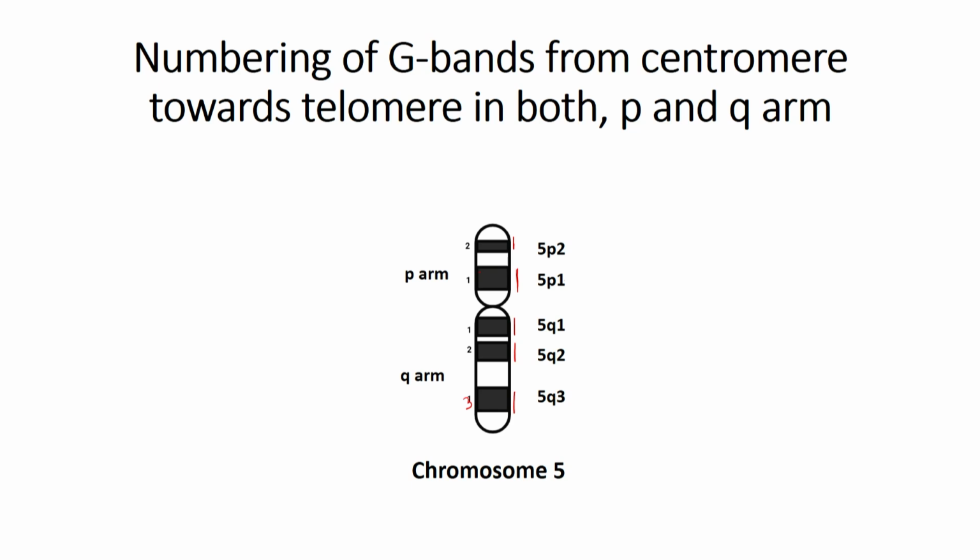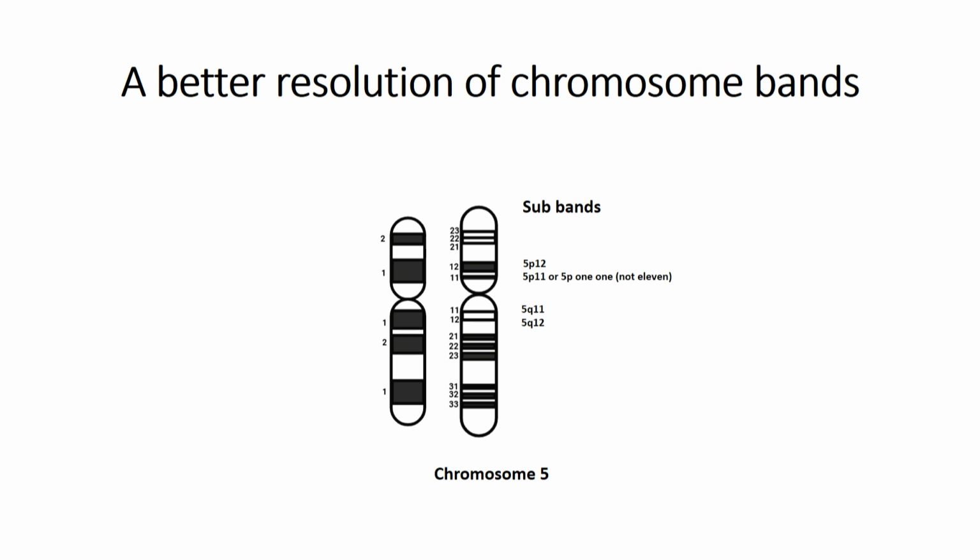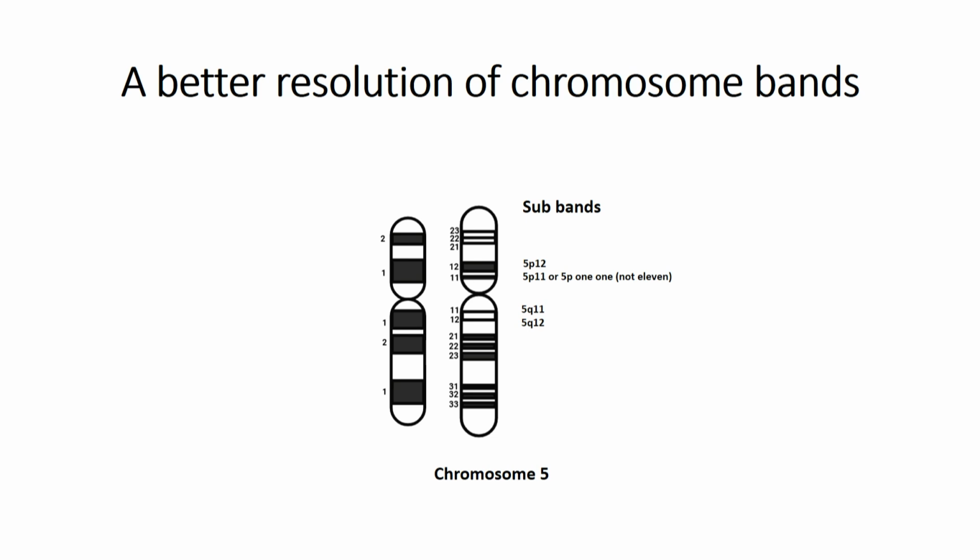It goes like this. Suppose we have better resolution of the chromosome. For example, initially when we were seeing this, we were seeing it in high power. Now we are seeing it in oil resolution, a resolution much better than this. Under that condition, these are the major bands, and each band shows further sub-bands. So these are the sub-bands that are seen.